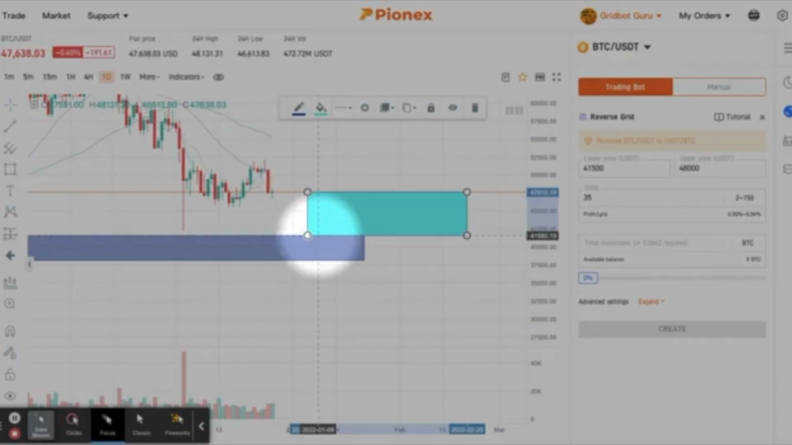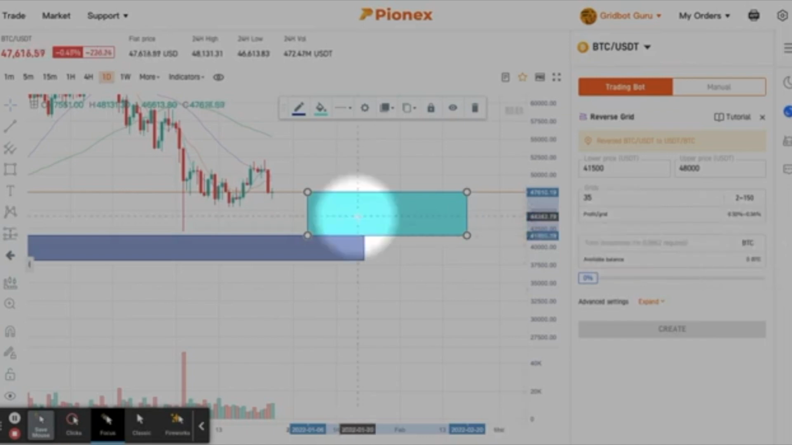So I'm hoping that helps out. I'm going to run past that again. If you don't already have Bitcoin, which I don't, 0.0042 Bitcoin is required. I need to go and buy it at the market price, and whatever the market price is, that's what I pay for it.